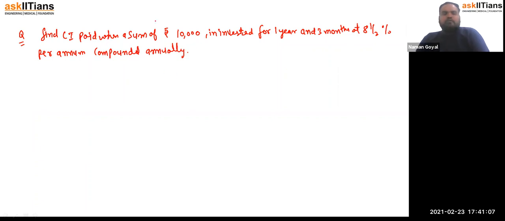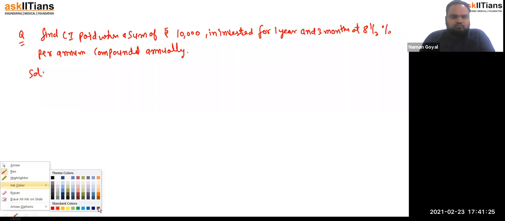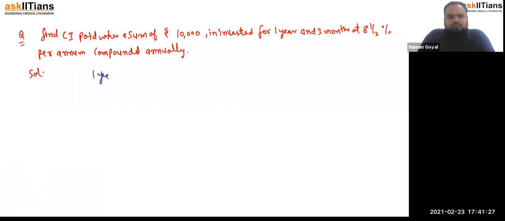Now first of all, the time is in years and months. So what we have to do is convert the time into years, because the rate is per annum, annually, right? Now see, the time is 1 year 3 months. So for 1 year 3 months, it will be 1 and 3 by 12 years, so it will be 1 1 by 4 years, right?